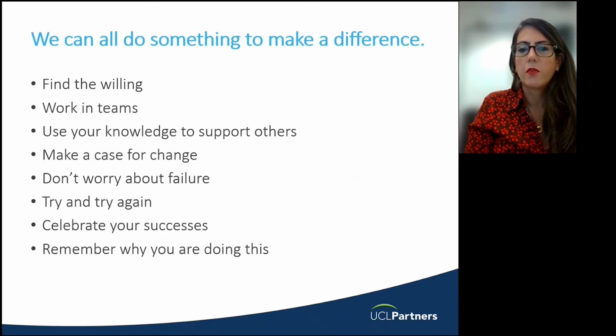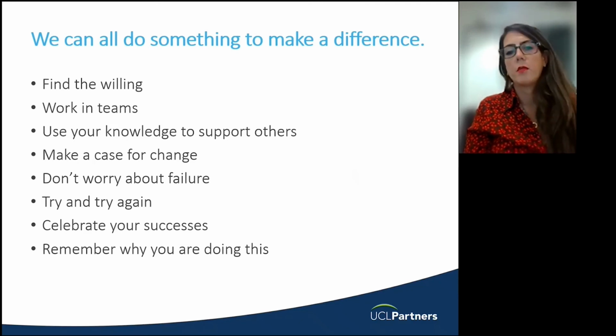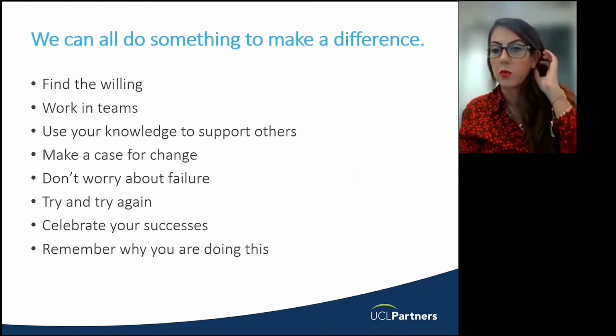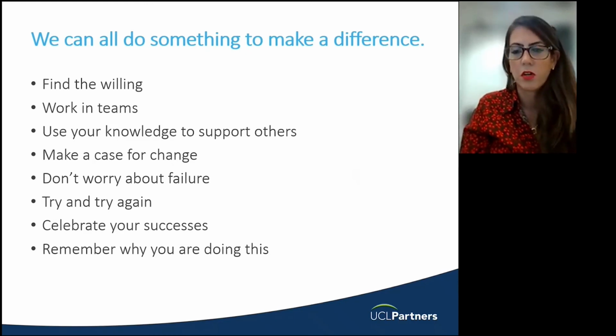And some tips here, and I've got a few different slides about tips, but this one is about find the willing. So there'll always be a few people who are really up for doing something different, or fed up enough that they're ready to make a change. Go find them and find where the energy is, because it's hard work working with people that don't have the time and can't do it. There will always be at least one person who's up for doing something different.